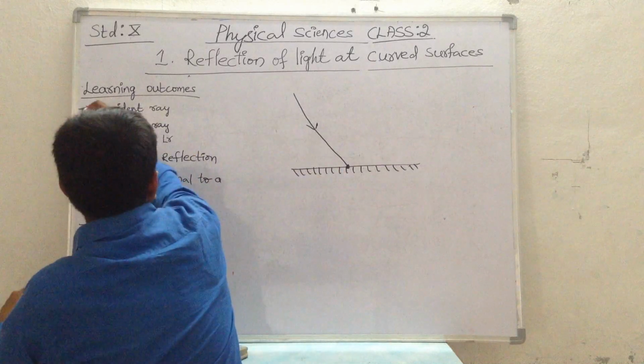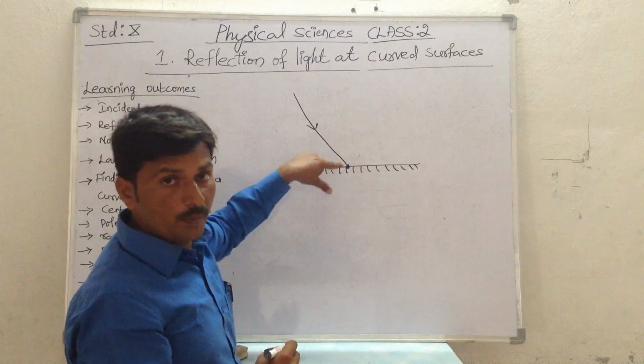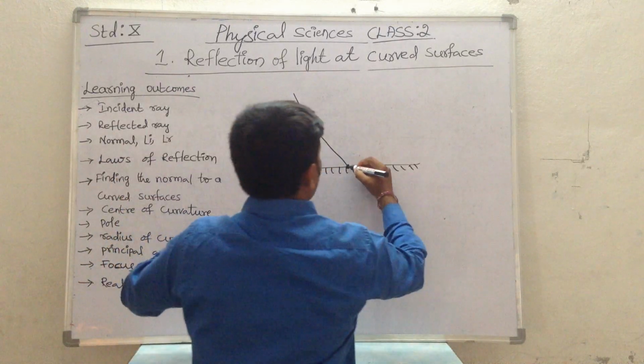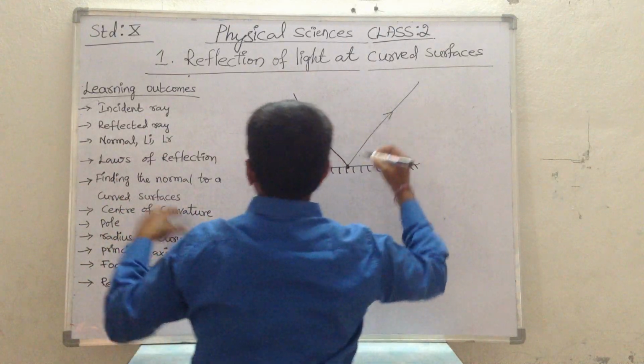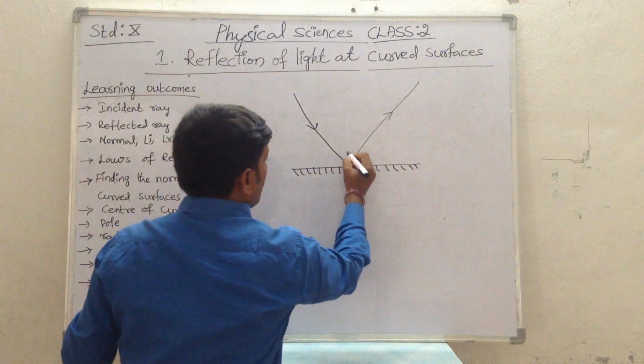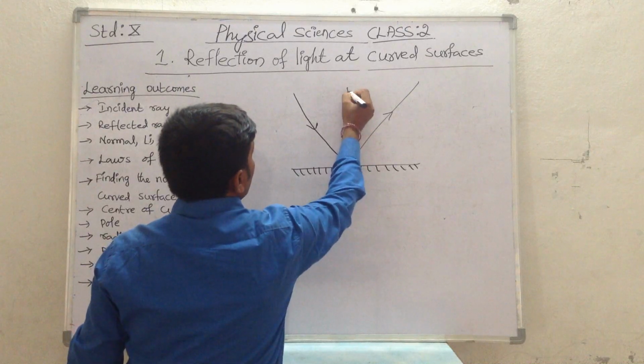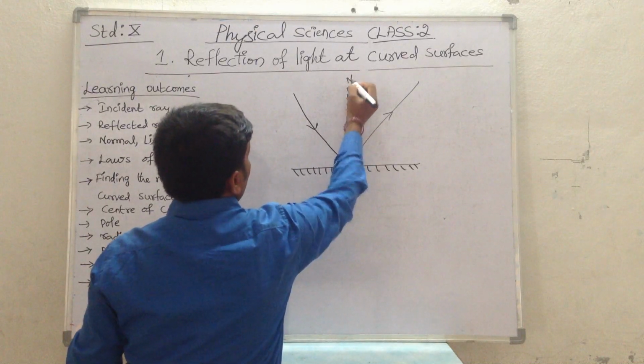The next one is the reflected ray. The ray which is reflecting from the point of incidence is called the reflected ray. Next one is normal. The perpendicular line which is drawn at the point of incidence is called the normal. Normal is denoted by N.